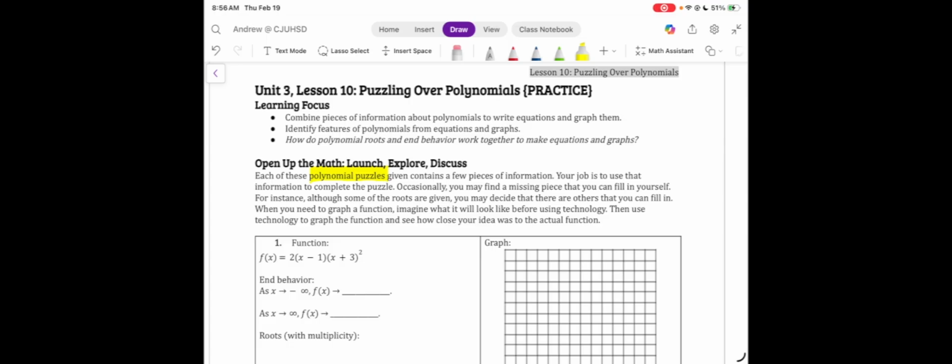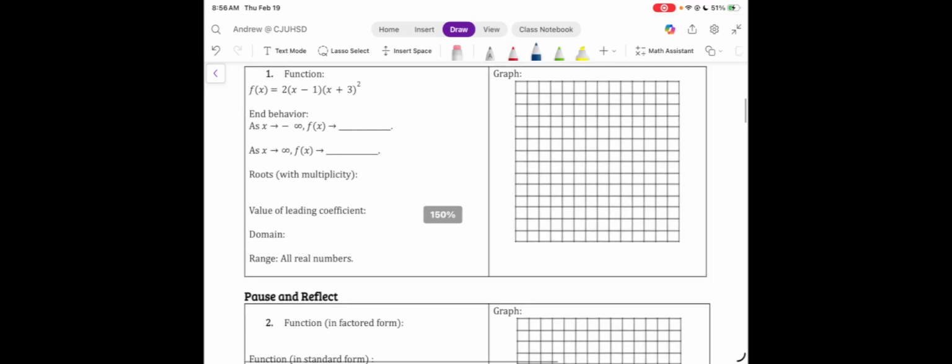So let's begin. Number 1 is given to us in factored form. Well, that tells us what the roots are. The roots are going to be the opposite of the factors. So x minus 1, that root would be 1. And x plus 3, that root would be negative 3. But since it's squared, that has a multiplicity of 2.